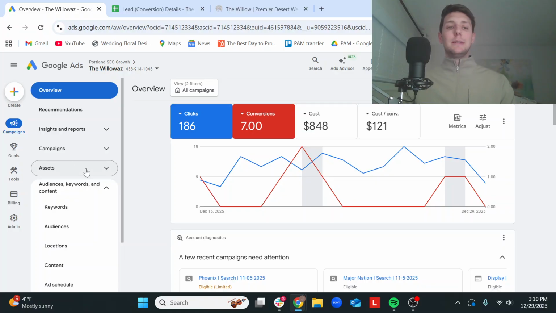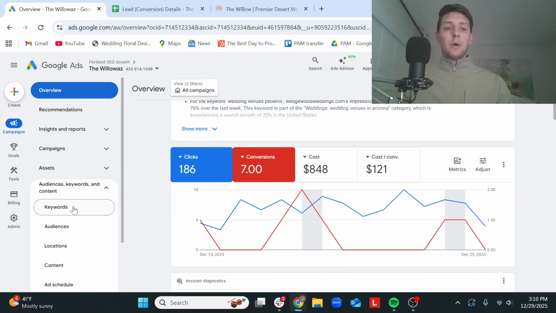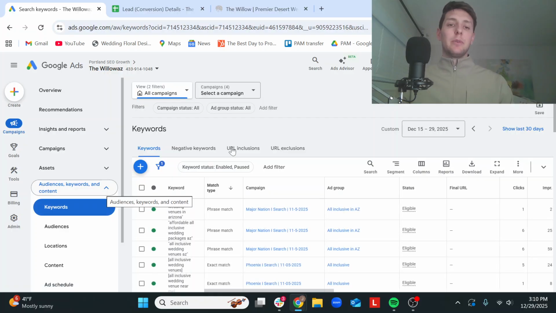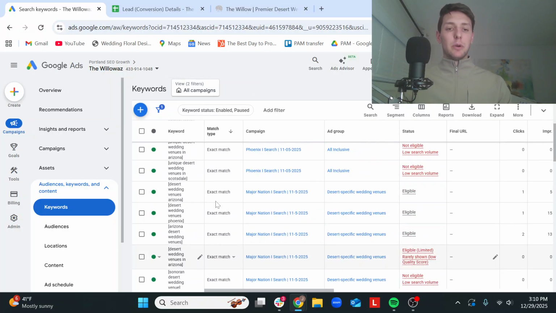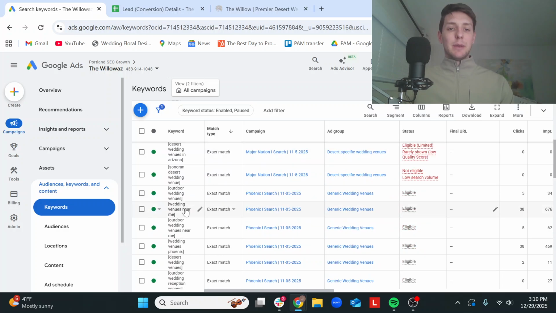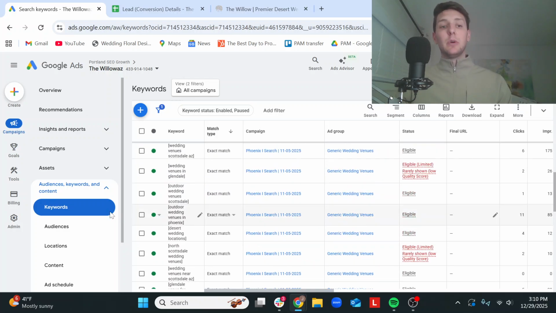Now, how did we do this? One thing that's really, really important that folks get wrong is we want to run mostly exact match keywords. So all-inclusive wedding venues, things like that are really, really important. And you can see we have a lot of variations of keywords here.